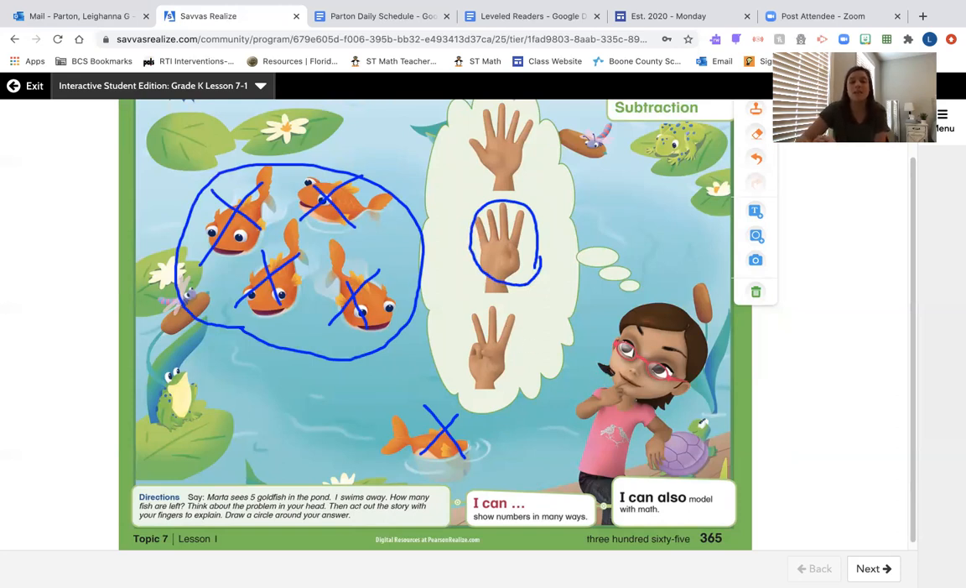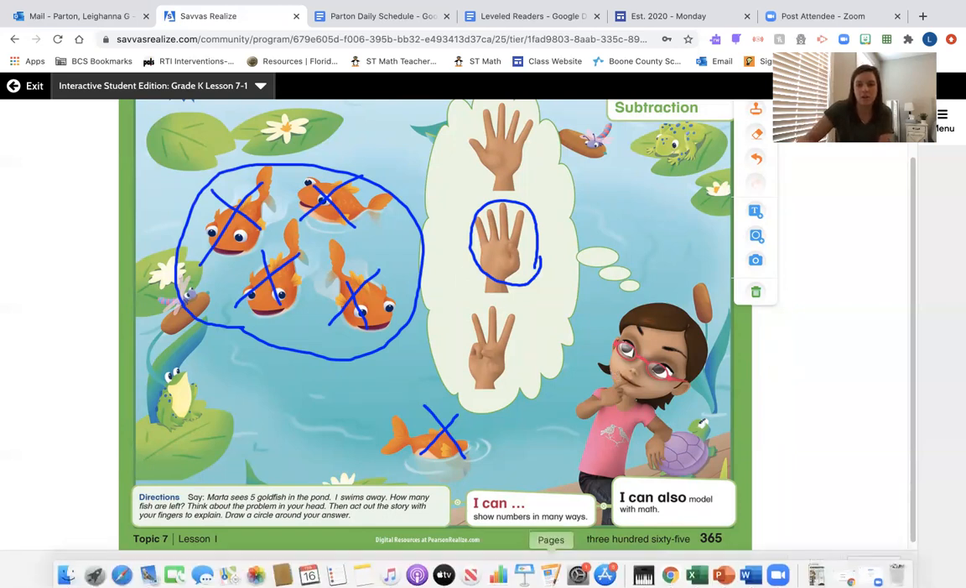Let's also practice it with our fingers. So there are 5 fish in the pond. Let's hold up 5 fingers. How many swam away? 1. So we're going to put 1 finger down. And how many of our fingers are left over? 4. 1, 2, 3, 4. 4 left over. Very good job.